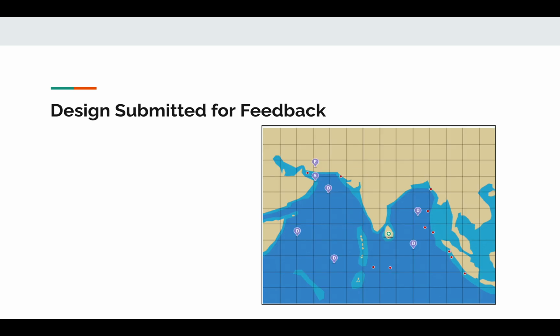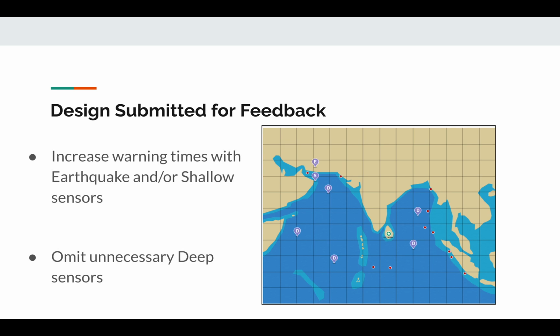After several more tests in which I tried different combinations of sensors, I submitted my 5th version to Hannah for feedback. You can see on the map that I included 1 earthquake sensor, which I placed on land, 1 shallow sensor, and 5 deep sensors. Hannah suggested that I increase my warning times by using more earthquake and/or shallow sensors. And then she also said that I needed to omit any unnecessary deep sensors. So I had to examine my earthquakes to see which ones were not being used.